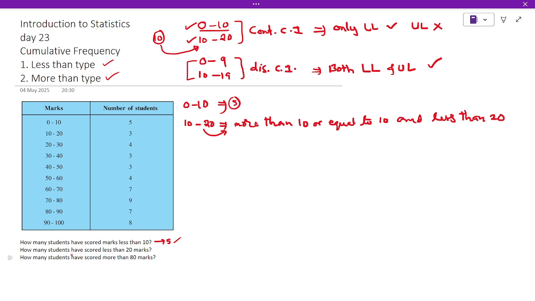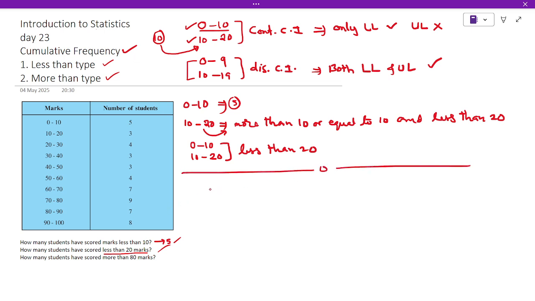They did not mention it clearly. They are just asking how many students got less than 20 marks. Less than 20 marks can come from 0 to 10 and 10 to 20. So both together will represent the less than 20. Clear? In these kinds of situations, we use what are called cumulative frequencies, right? So that is one part.